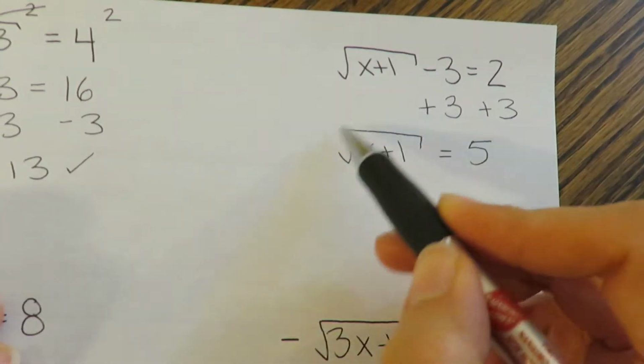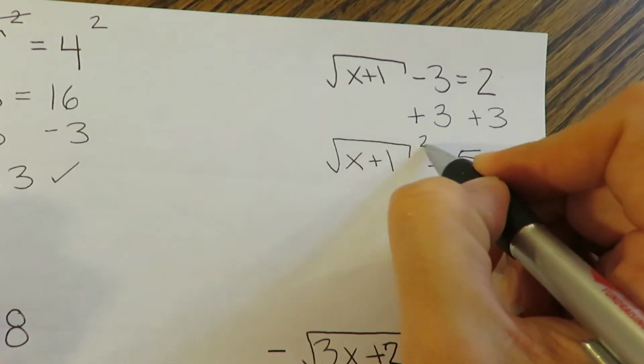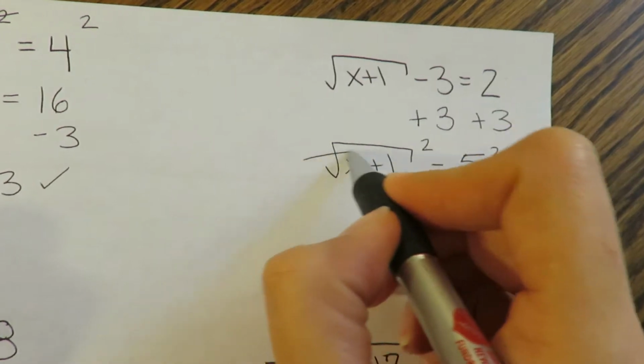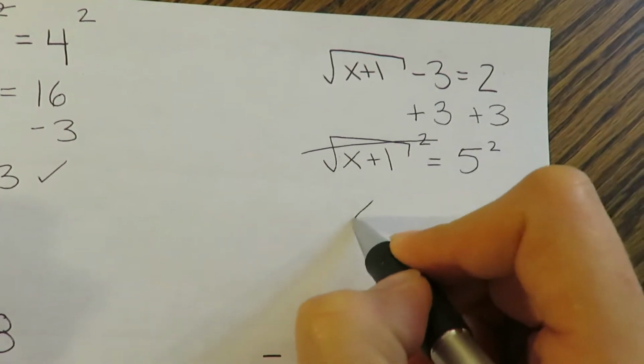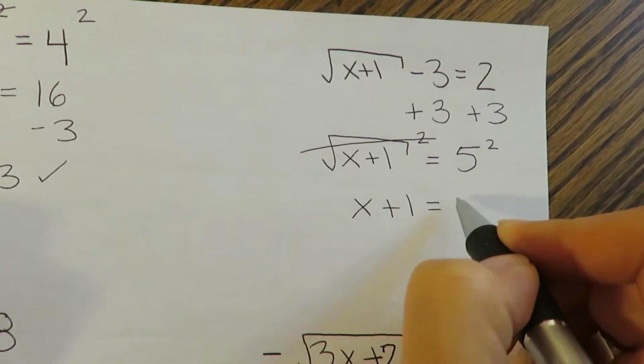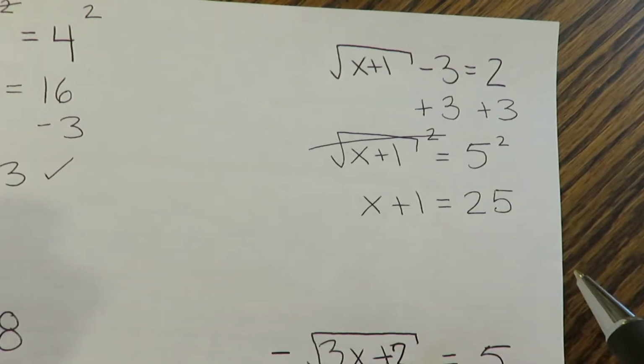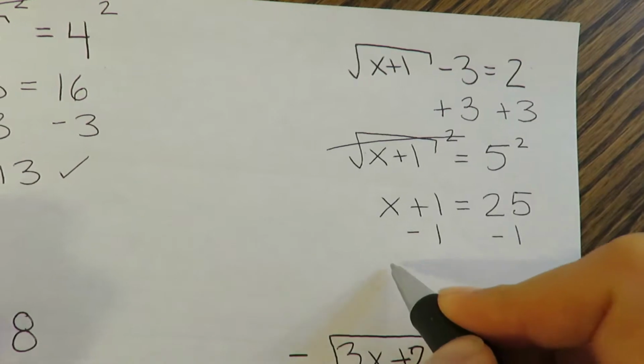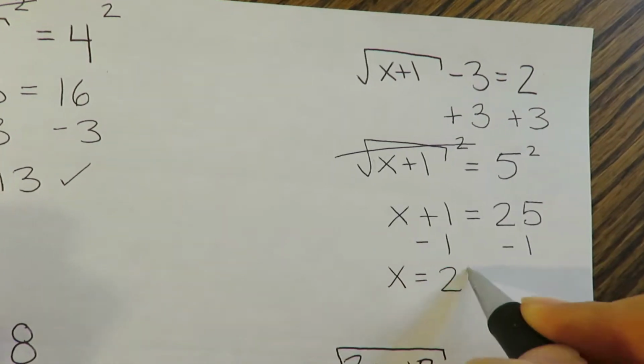Now my radical is on its own over here, so I'm free to square. Square both sides. Again, squaring and square rooting are opposites, so they cancel out. And I get that x plus 1 equals 25. Now I can just solve for x, so I just need to take away 1 from both sides, and I get that x equals 24.